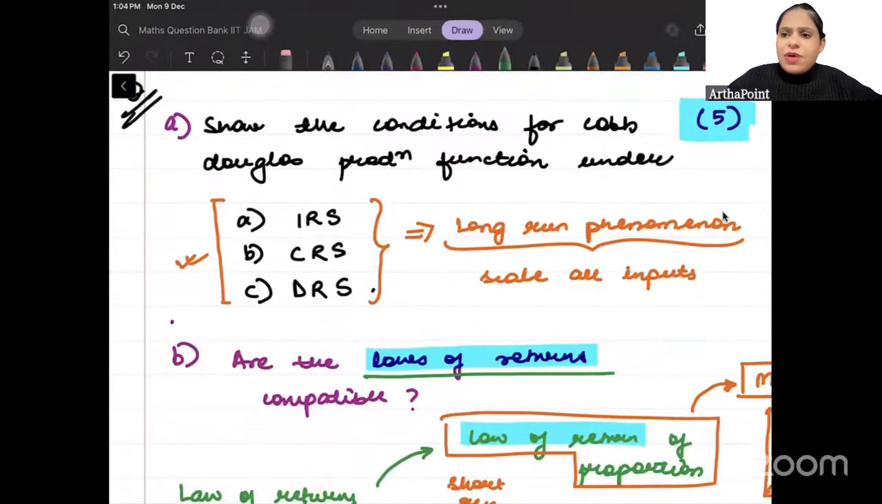It's just a 5 marker. There is no need to write too much. This much should suffice, right?